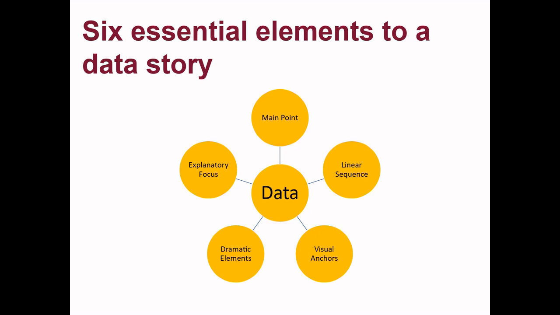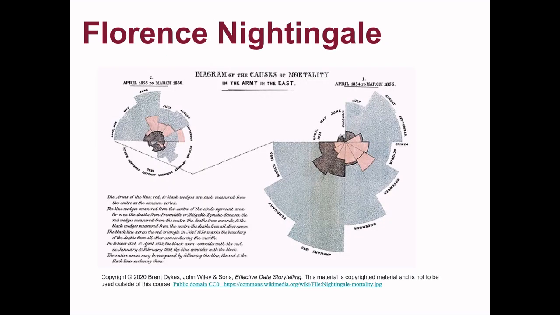All 6 of these are needed to create an effective data story. These elements can and will be combined in any order, which is why they're not placed sequentially here. Data is at the center because it is the entire reason for the story. You saw how Semmelweis was unsuccessful when he let the data do the talking. Let's look at some examples where people realized that they needed to help the data tell the story.